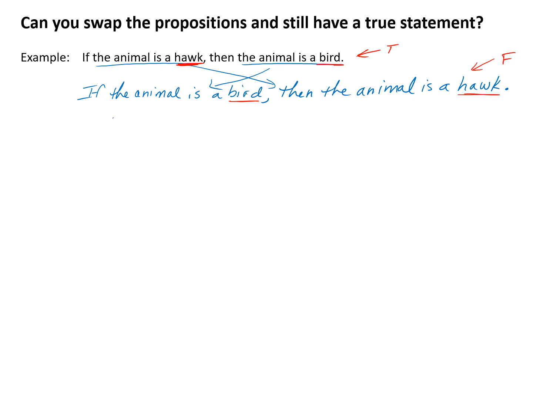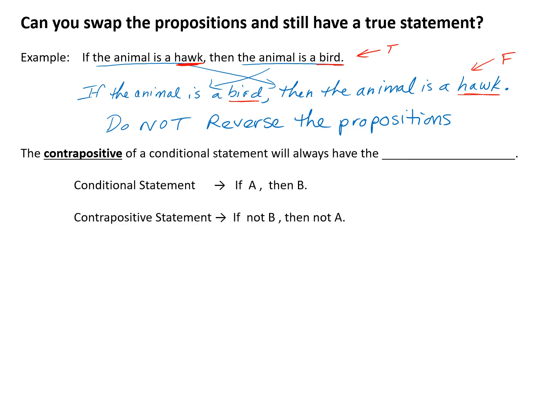So it's important that you do not automatically reverse the propositions in an if-then. It's not a good idea to ever do that. Now, that said, there is a way that you can reverse if you do something else. There's something called a contrapositive in mathematics and in logic. The contrapositive of a conditional statement, it turns out, will always have the same truth value as the original statement.